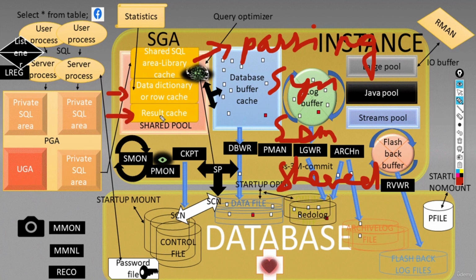And coming to result cache, this result cache stores the result sets of SQL statements. If a particular SQL statement is executed repeatedly on the database, and the result set is not changed, then those result sets can be cached inside the result cache, so that additional disk IOs are not required. The server process doesn't need to scan all those data blocks from disk to memory. So that is the fundamental, right?